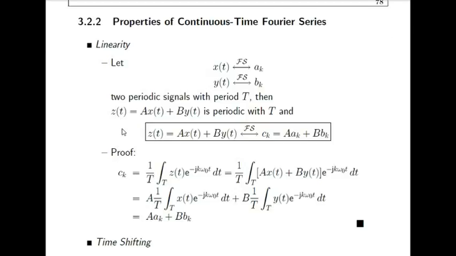Let us consider z(t) with Fourier coefficient c_k. So c_k will be 1 upon T, integration over time period T, z(t) e to the power minus j k omega naught t dt. Here I can replace z(t) with a x(t) plus b y(t). Then I can break it into two parts, and I can take out a and b from them individually, and this term will be a_k and this term is b_k. So this is the proof of the linearity property.